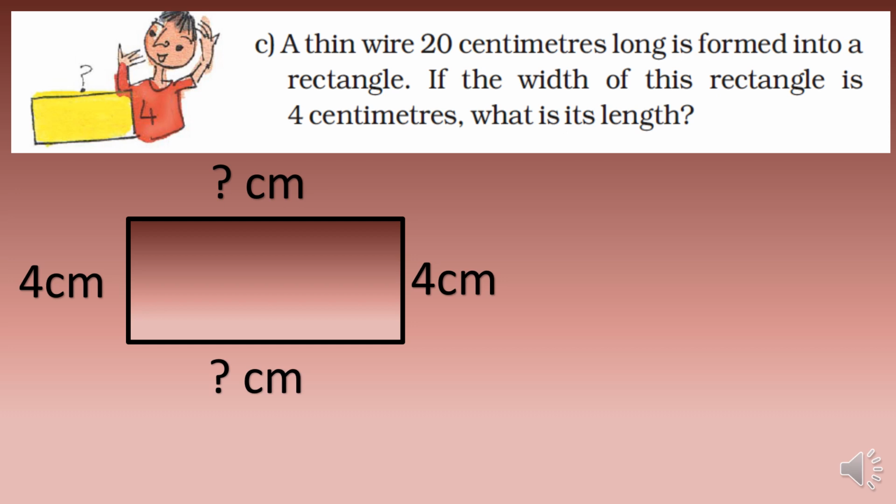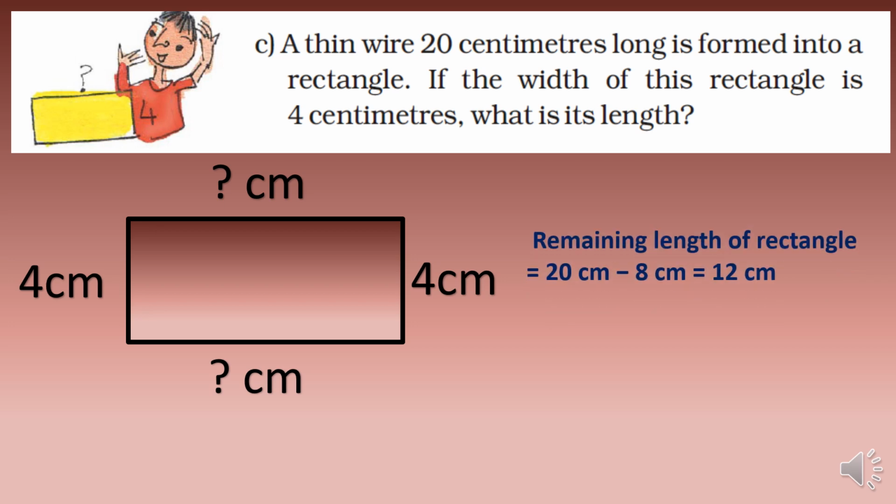So if this side is 4 centimeter, its opposite side also will be 4 centimeter, and two sides we do not know. So the known part of the rectangle is 4 plus 4, that is equals to 8 centimeter. See, total 20 centimeter wire was there, out of which we will subtract 8 centimeter, which we know. Then we are left with 12 centimeter.